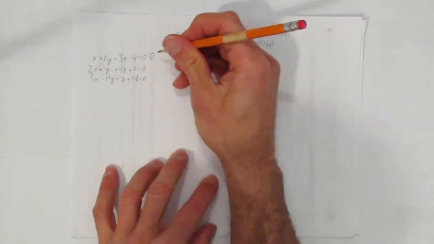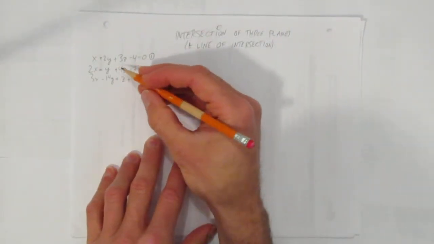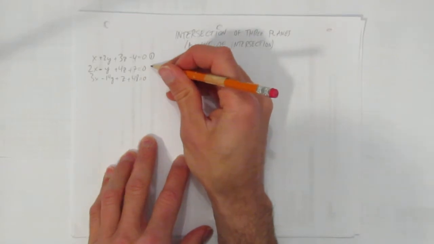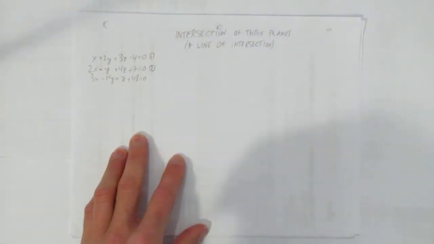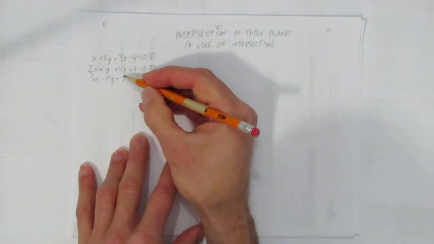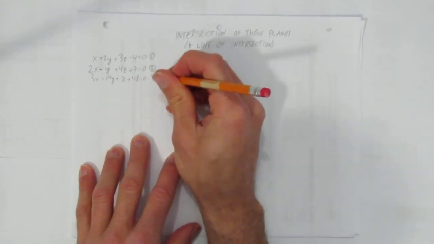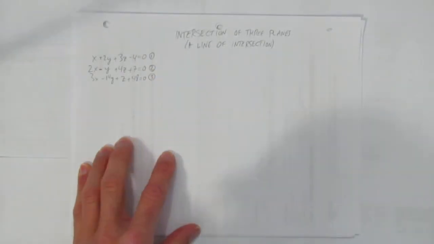In this video, we'll look at the intersection of three planes that intersect in a line of intersection. So we have three equations: x plus 2y plus 3z minus 4 equals 0, call that equation 1. 2x minus y plus 4z plus 7 equals 0, we'll call that equation 2. And 3x minus 14y plus z plus 48 equals 0, we'll call that equation 3.